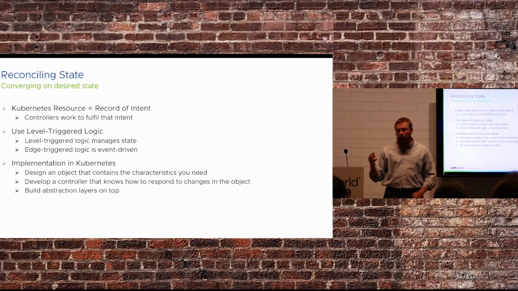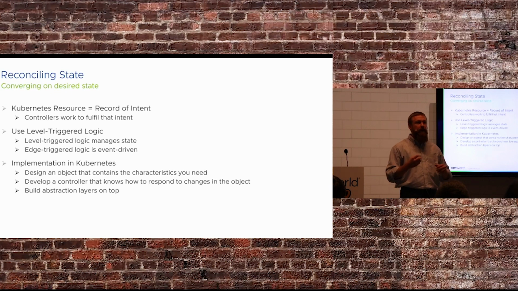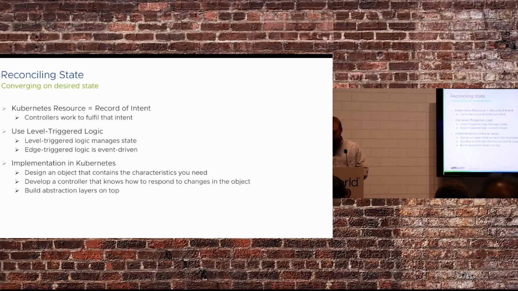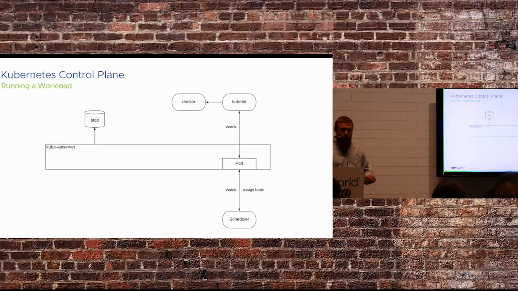So once that resource is defined, then you can build a controller that uses level-triggered logic in order to reason about those attributes, and you teach it how to bring about the desired state that you have defined in your resource. So let's look at a practical example of what that might look like.